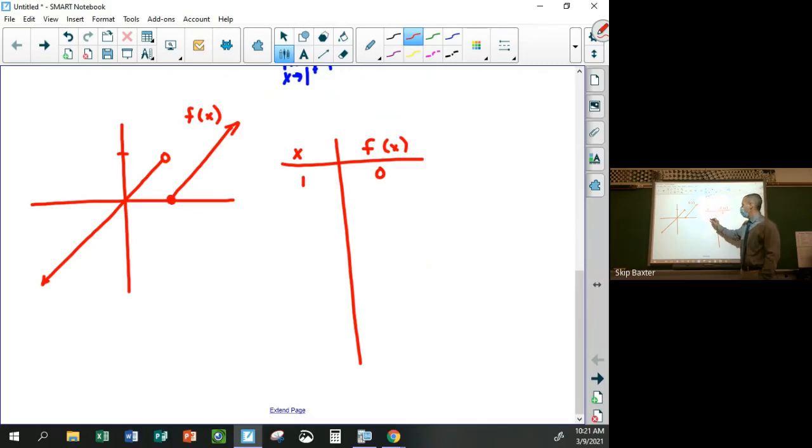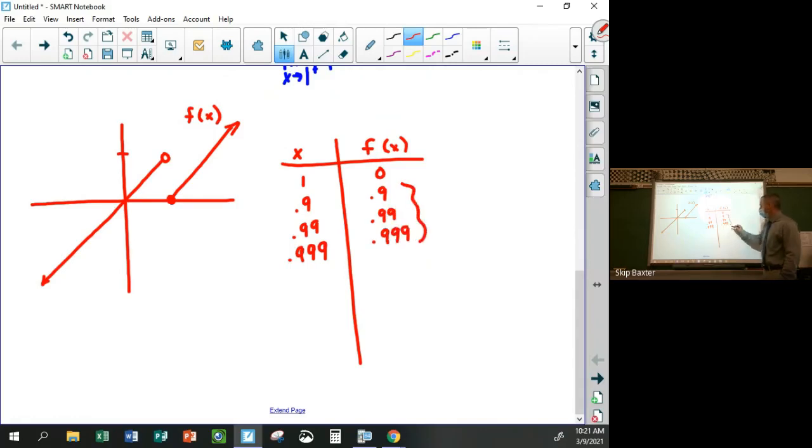Like if I substitute in 0.9, 0.99, 0.999, these y values are just going to be 0.9, 0.99, 0.999. So just based on this, I would be able to conclude that the limit as x goes to 1 from the left-hand side, since these are all numbers that are to the left of 1, of f of x equals 1, because that's what it appears this sequence of numbers is approaching.